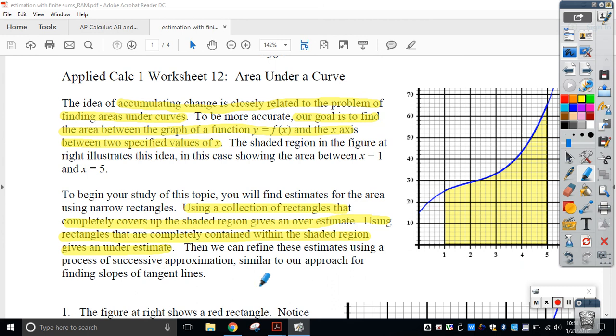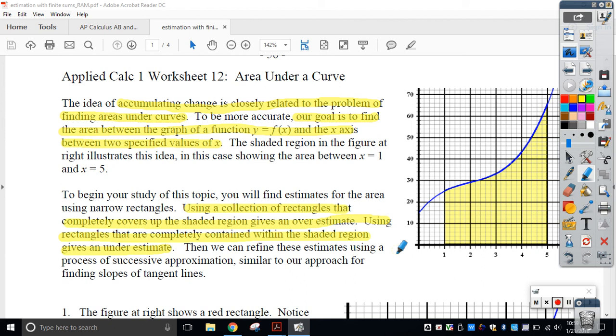And then lastly, it says we can refine these estimates using a process of successive approximation similar to our approach for finding slopes of tangent lines. So this goes back to the idea that the slope of a tangent line is arrived at by taking the slope of a secant line, which is 2 points, and moving those points infinitely close to one another. With integration, yes, there are only 4 rectangles that we drew in this activity, but if we continue to add more and more rectangles, we get closer and closer to the actual area. So we're going to look towards putting an infinite number of rectangles under that curve to get the exact area.